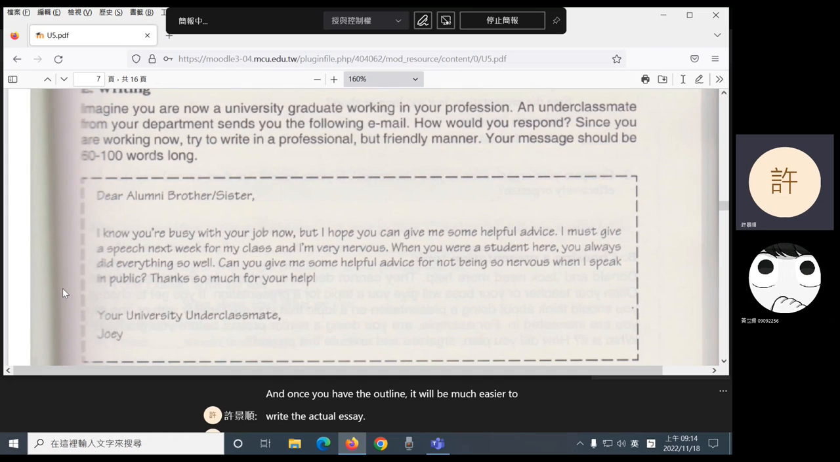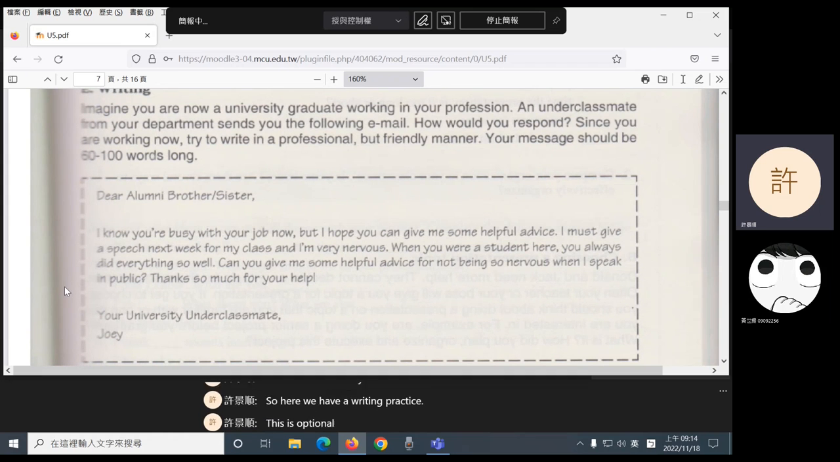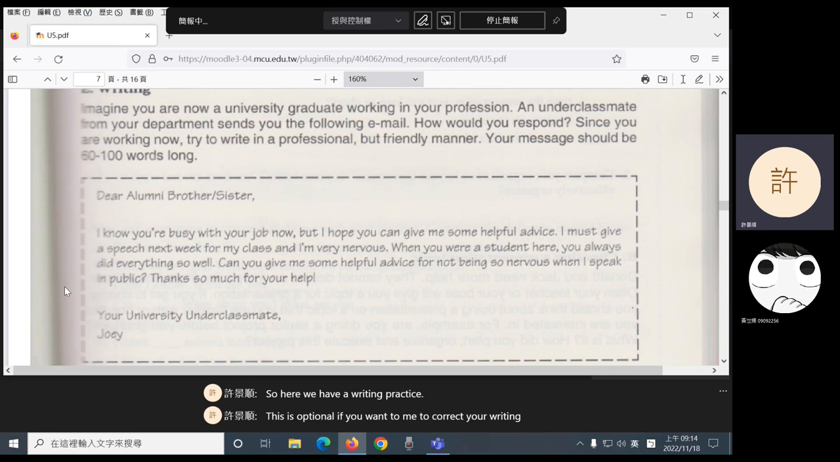So here we have a writing practice. This is optional. If you want me to correct your writing, you can write this email and then send it to me, and then I will correct it for you.